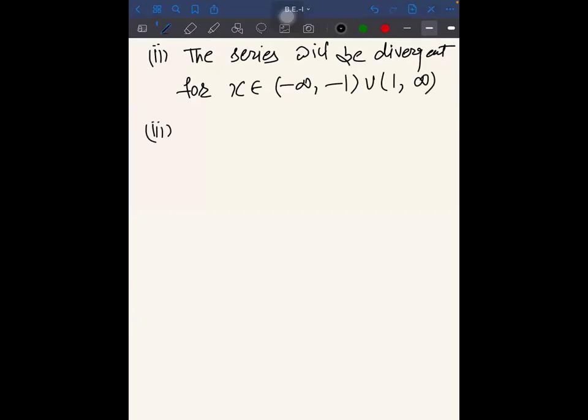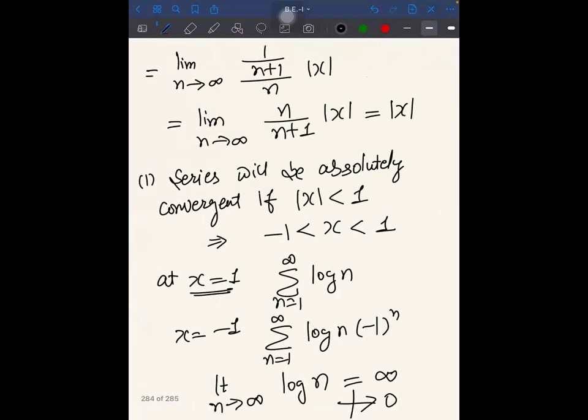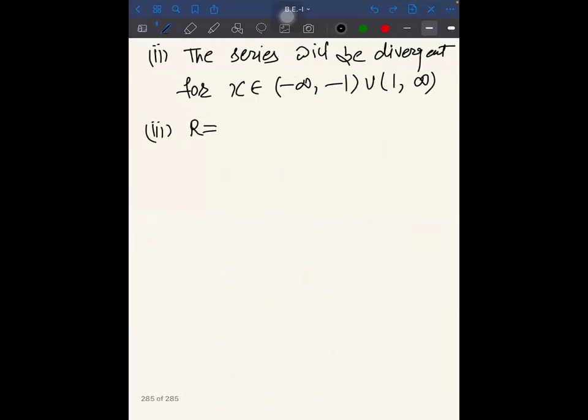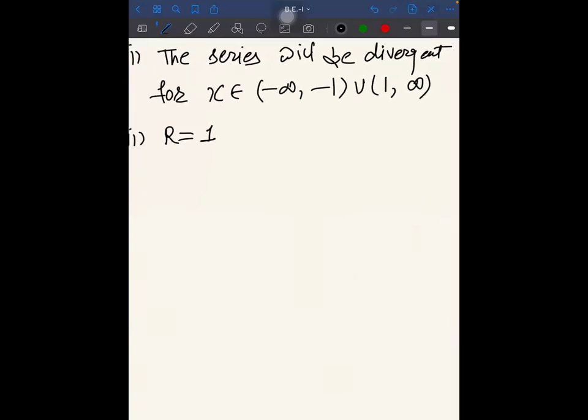And third thing, if I want to find out the radius, what is the radius? Can anybody tell? 1. Yes, it's already in the form mod of x minus 0 less than 1. So that means your radius is 1. True? Yes, sir. Okay, there will be closed brackets at -1, and in case of divergence, it will be open.